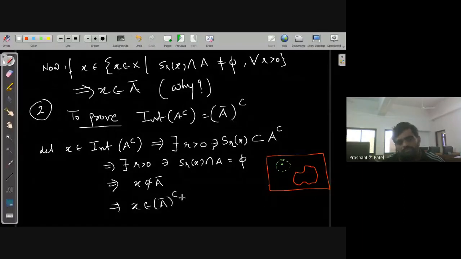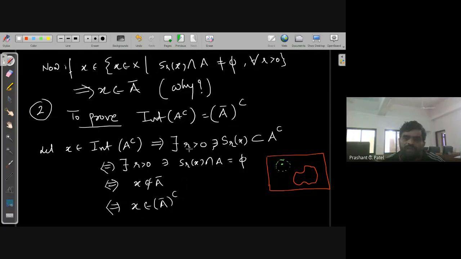So that proves this. What about the converse? That means if I pick up one point here, I have to show that that point is here. But that will follow by the converse argument if we do the same thing. So if I have a point here in this, then I can write down that it is not in A complement. If it is not in A complement, again by using the first result, we can say that there exists some R greater than 0 such that SR of X is a subset of A, which is phi.